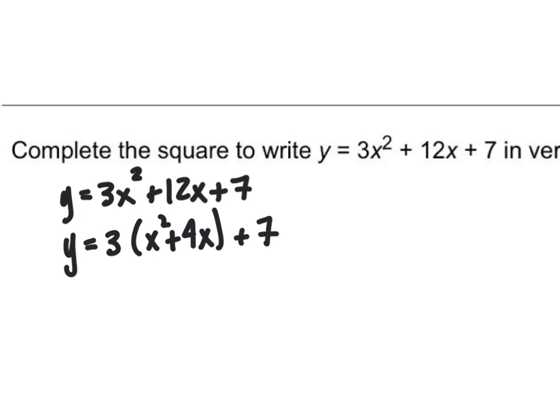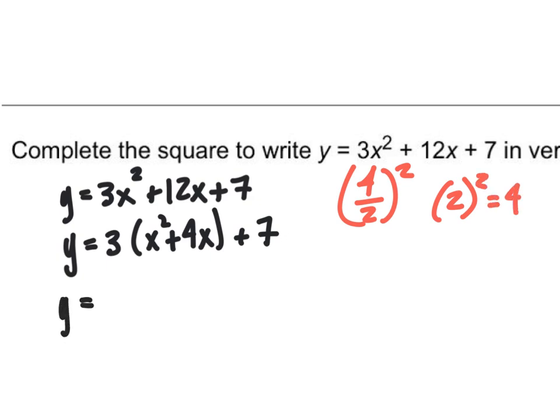Then I'm going to complete the square on my new value here, x squared plus 4x. I'm going to take the value of 4, divide it by 2, and then square it. 4 divided by 2 is going to give me 2, and then squared, it's going to give me 4. So watch what I get. I'm going to get y equal to 3 times (x squared plus 4x plus 4), and then I'm going to have the plus 7 on the outside.